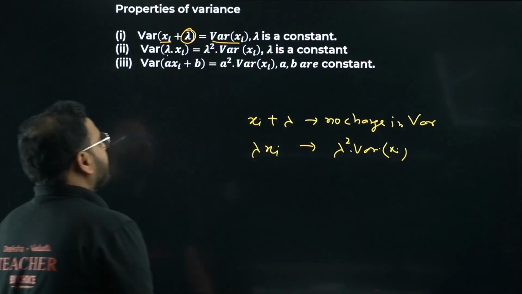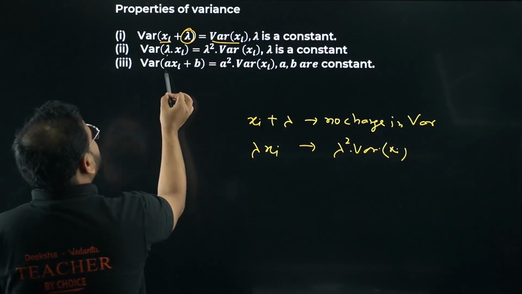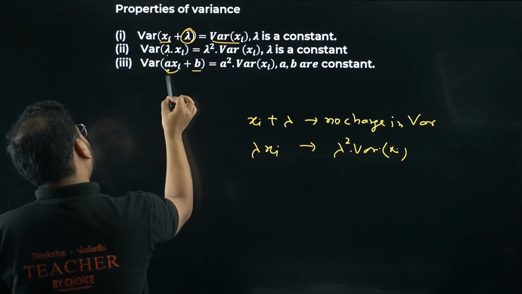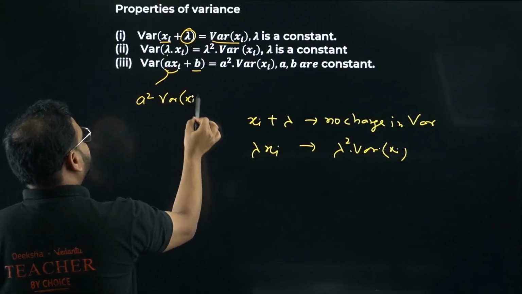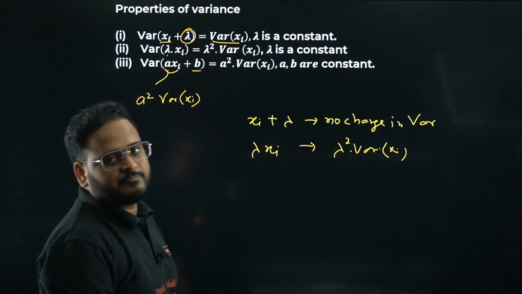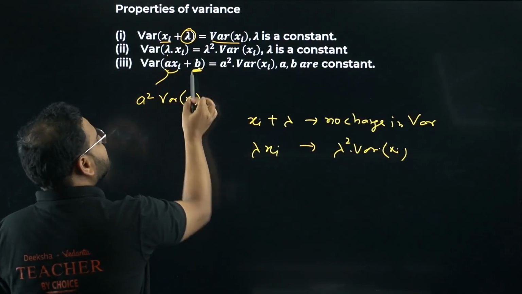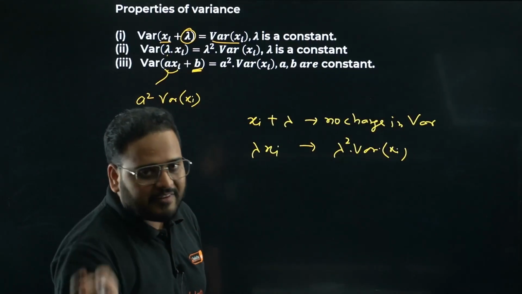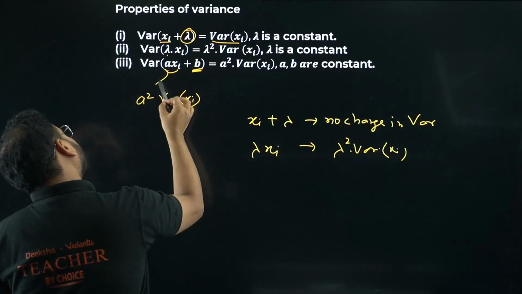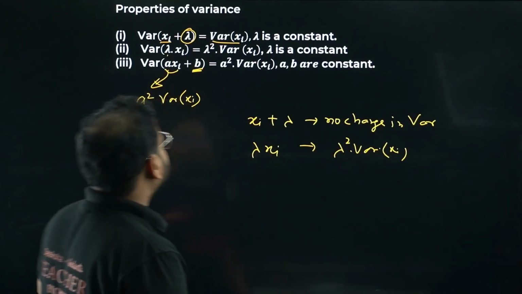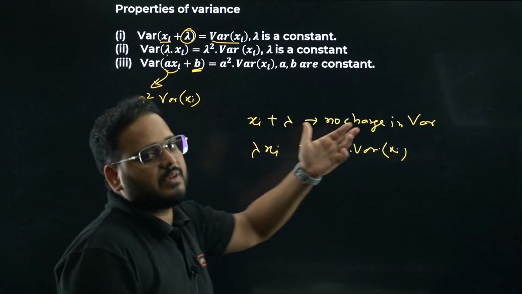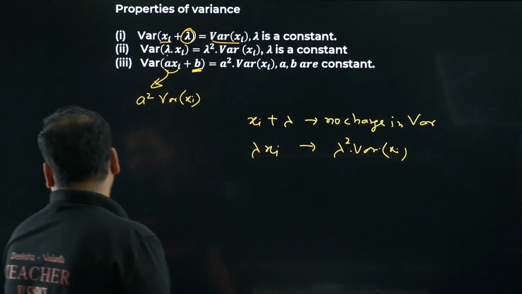If you have, let's say, this case, a xi plus b. For a, you're going to multiply with a square of, again, variance of xi, and for b, no change, because b is added, right? This scalar value will have no effect, whereas this a will be taken as a square. I hope you understand that. Simple understandings, because this can be used in the question. Okay, moving on now.